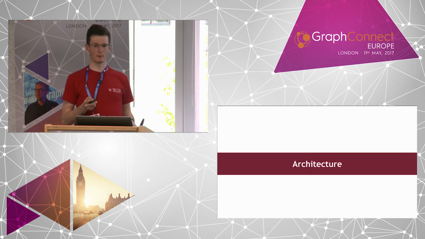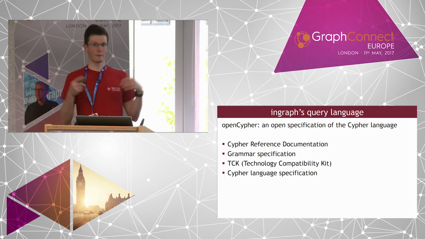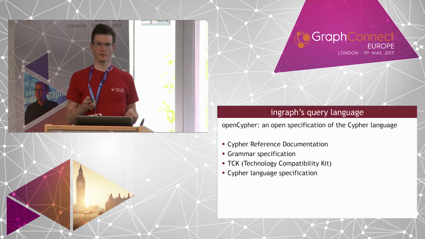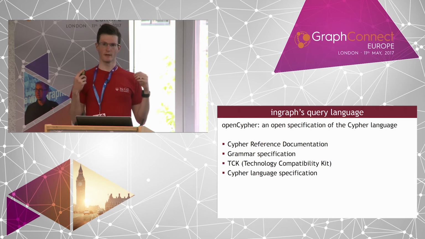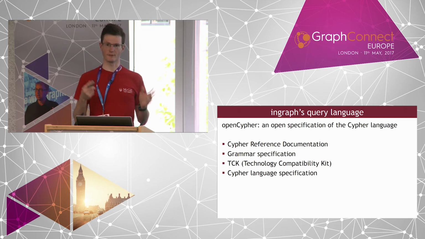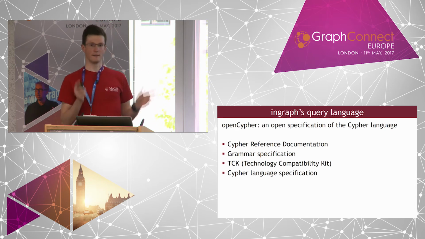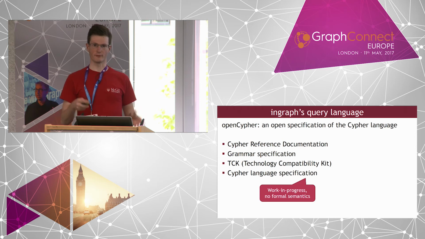So how does the system look architecture-wise? Well, first we needed a query language, and this wasn't a trivial question 2 years ago. Fortunately, it now is because Neo4j started the Open Cypher initiative, which provides a language specification for the Cypher language, including the specification for the grammar, a large test case called the TCK, and also the Cypher language specification, which is an informal document containing the language features.